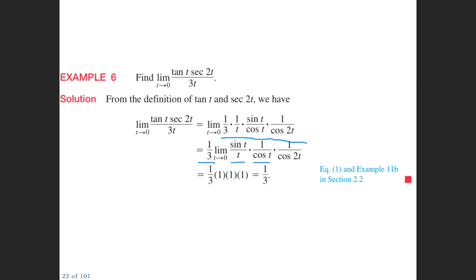1 over cos t, we understand that, the limit is just 1. And 1 over cos 2t, again, the limit is just 1. So it's 1/3 multiplied by a function with limit 1, multiplied by a function with limit 1, multiplied by a function with limit 1, or just 1/3.